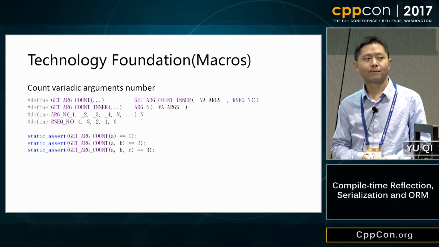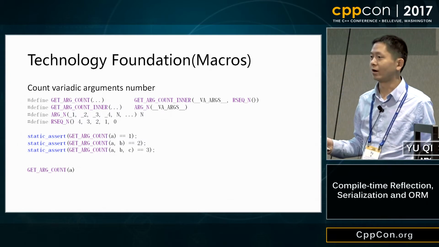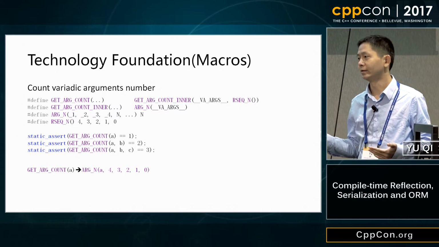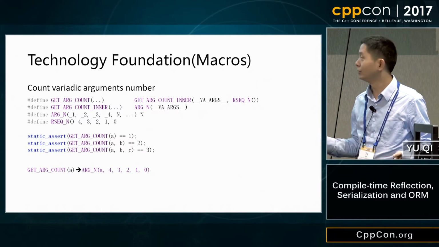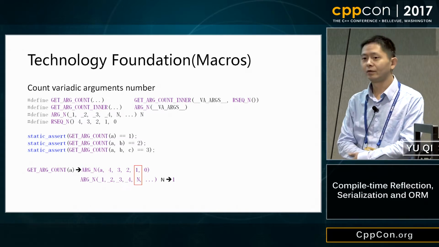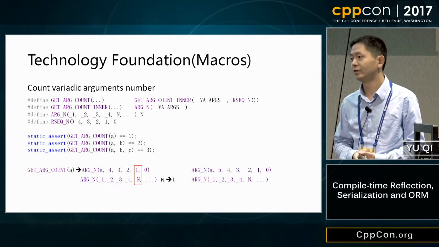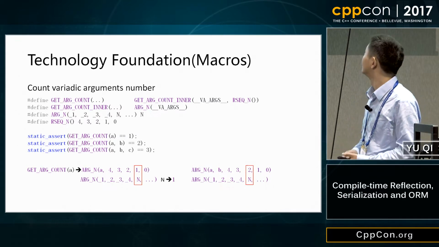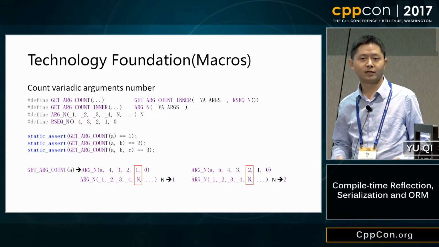Let's look at the process. If we pass one argument A, after replacement, we will get the macro Rn, and then we can deduce the value of n is 1. When we pass two arguments, after replacement, we deduce the value of n is 2. So, is that clear?